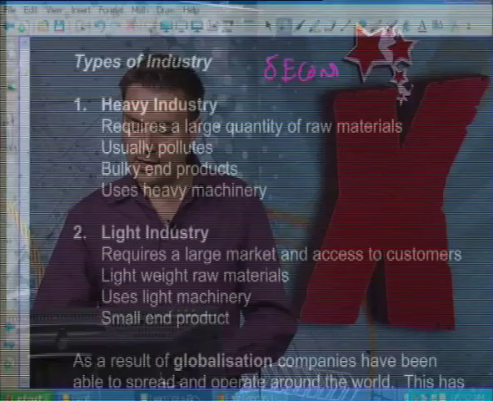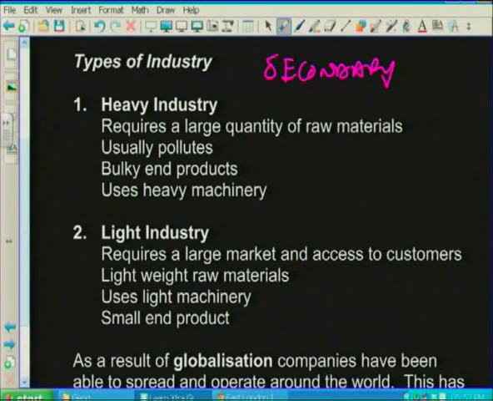Let's move on now to the structure of the economy and look at industry. So in other words, if we focus a little bit more on the secondary activities of the economy, there are 2 basic types of industry. Either your heavy industry, you can see from the notes here, requires a lot of energy, raw materials, it pollutes a lot, it's bulky, it has machinery, it's noisy, and it happens on a large scale.